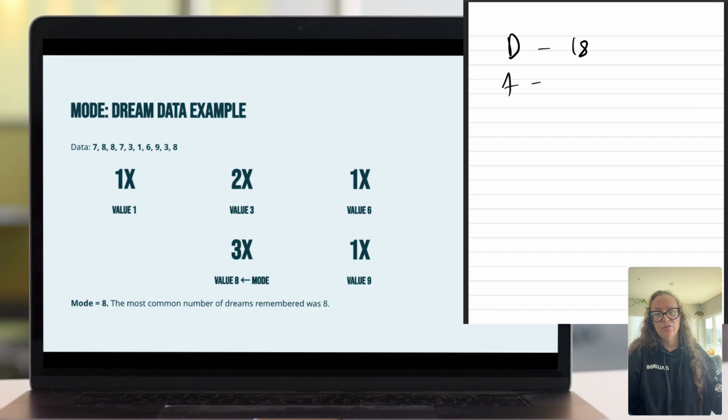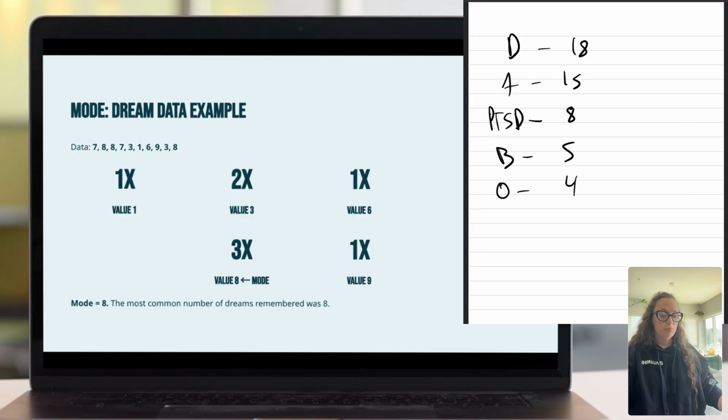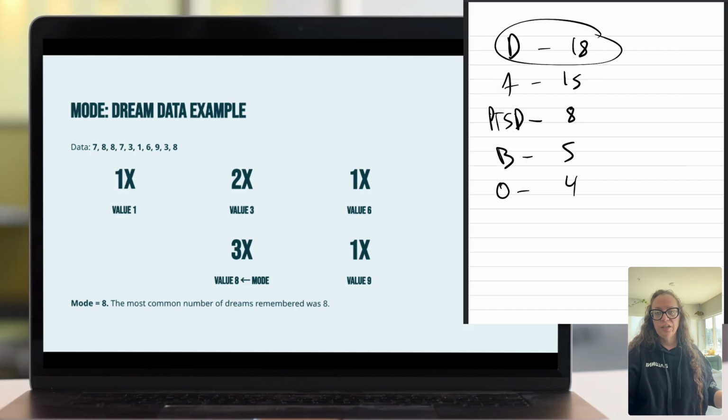Anxiety, you have 15 patients. PTSD, you have 8 patients. Bipolar, you have 5. And just other random diagnoses, you have 4. Okay, what's the mode? See if you can answer that. It's the most common diagnosis. What's the most common diagnosis? Depression.